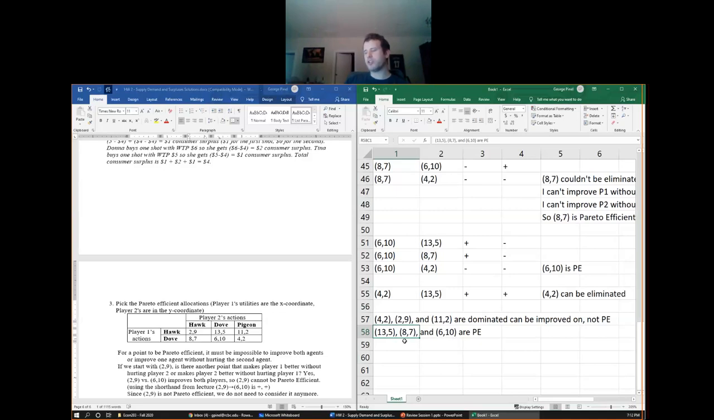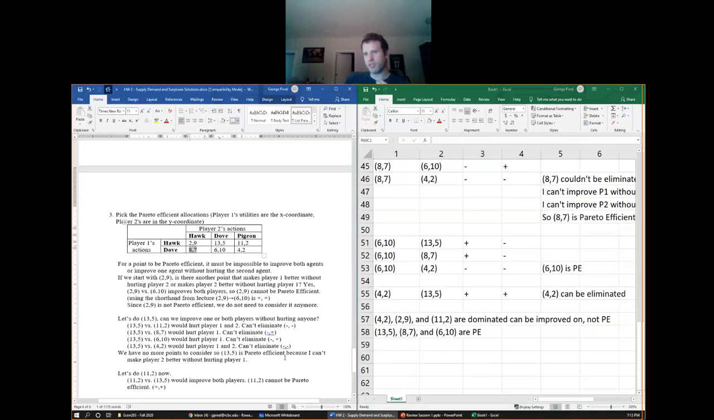There's no way to increase player one's benefit without hurting player two from 8.7, and there's no way to increase player two's benefit without hurting player one from 8.7. And then with 6.10, there's no way to increase player one without hurting player two. Okay, so these are the 3 Pareto efficient allocations. And that's really the end of the homework.